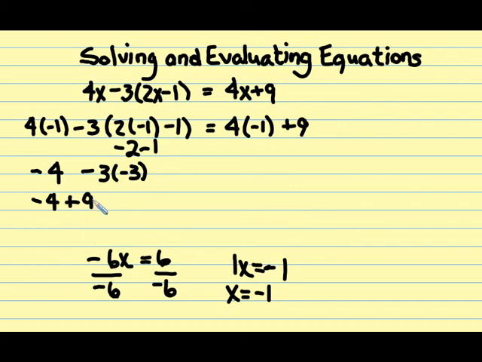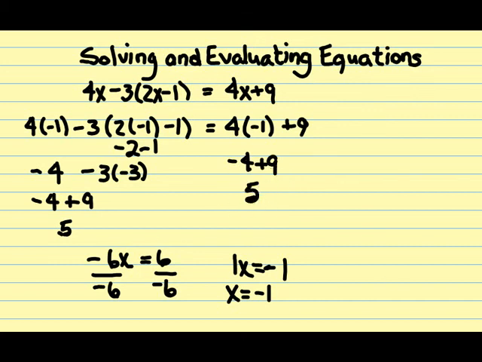Now a negative 4 plus 9 is 5. So this entire left-hand side, when I evaluated it with x as a negative 1, gives me 5. So now I'm going to do the same thing over here and see what happens. If I look at this, 4 times a negative 1 is a negative 4. Negative 4 plus 9 is 5.